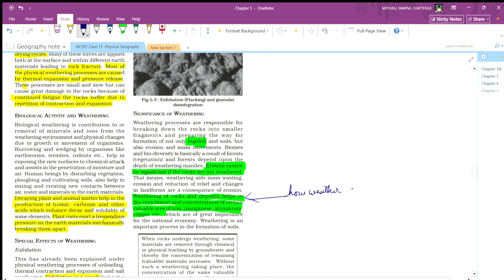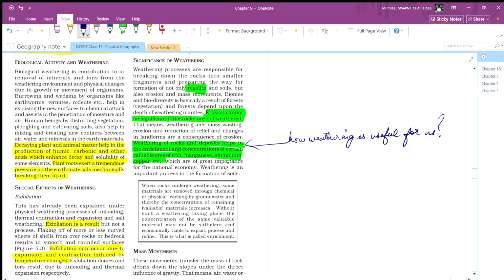Weathering of rock and deposit helps in enrichment and concentration of certain valuable ores, manganese, aluminium, which are of great importance for the national economy. Weathering is also an important process in the formation of soil.